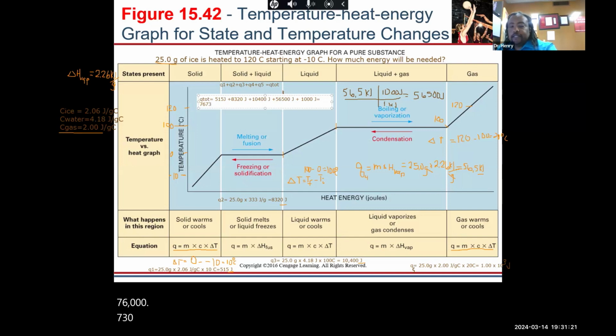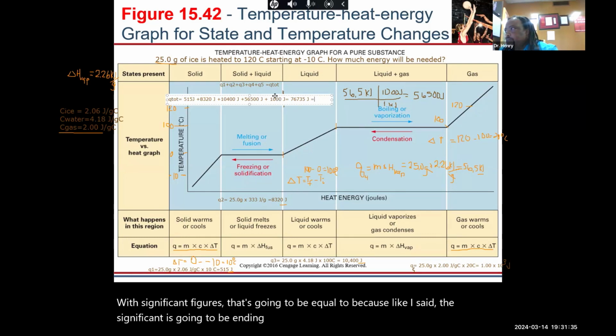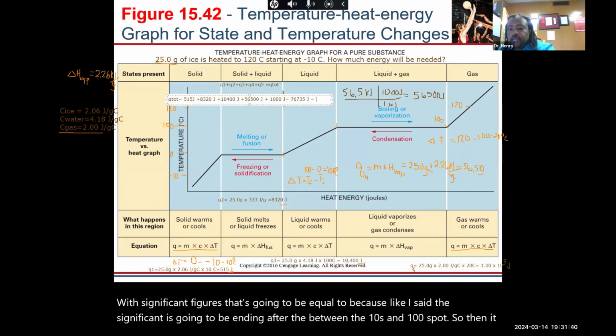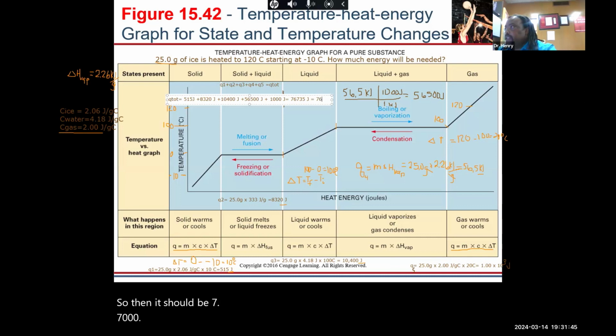$76,735 joules. Now with significant figures, that's going to be equal to, because like I said, the significance is going to be ending after the between the tens and the 100 spot. So then it should be 76,700 joules. And that should be your answer if we left it in joules.